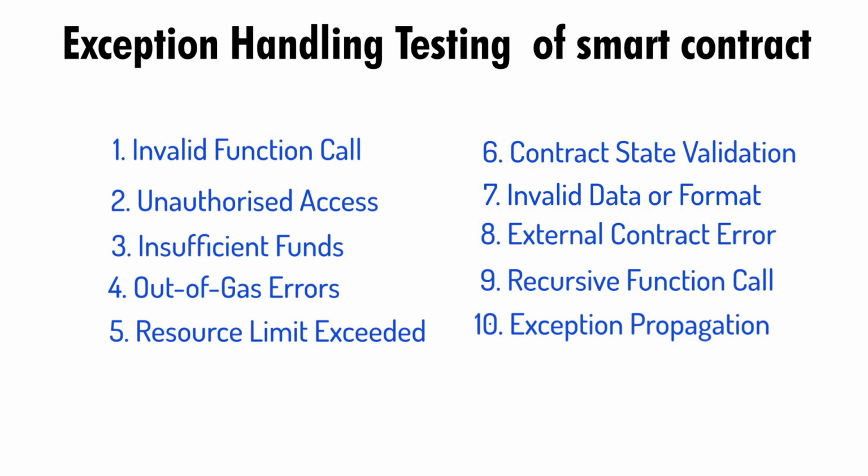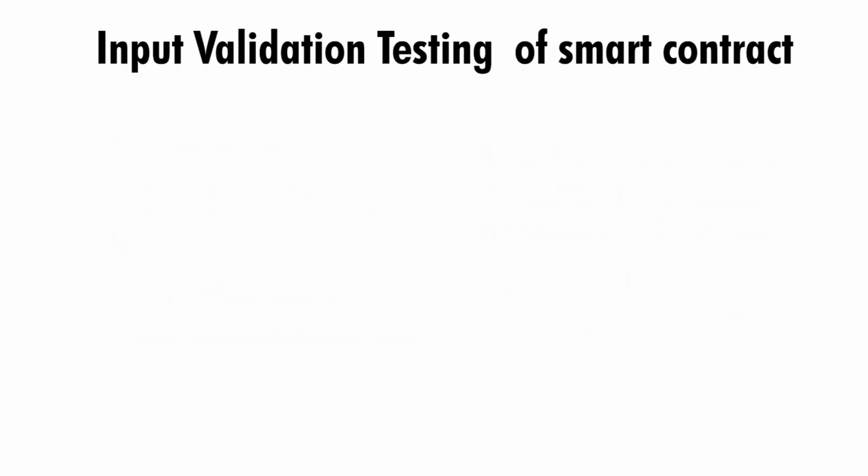These test scenarios are useful to validate how a smart contract handles and responds to various exceptional situations. The specific scenarios will depend on the contract's functionality, requirements, and potential exceptions that may occur during the execution. Let's understand the input validation testing of a smart contract. Valid input. Test the contract with valid input values within the expected range. Verify that the contract accepts and processes the valid input correctly.